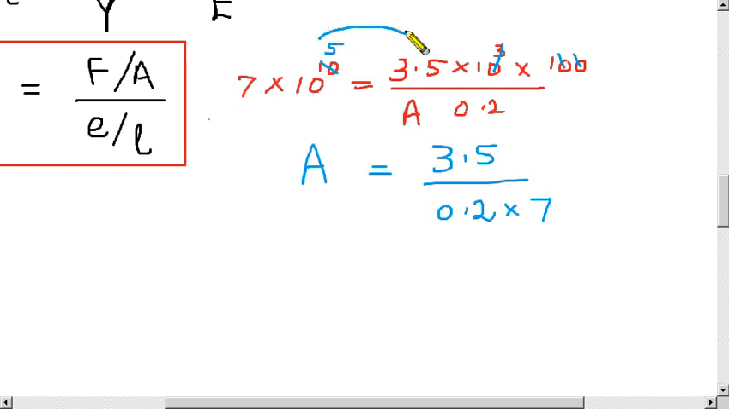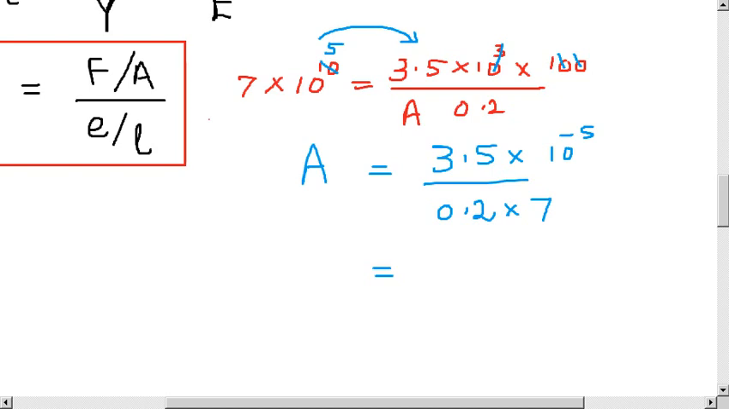Then 10 power 5, we just jump to this side, then it becomes 10 power minus 5. We don't take it down, just you can jump over the equal sign. Then you have to change the sign of that index. So minus 5, 10 power minus 5.